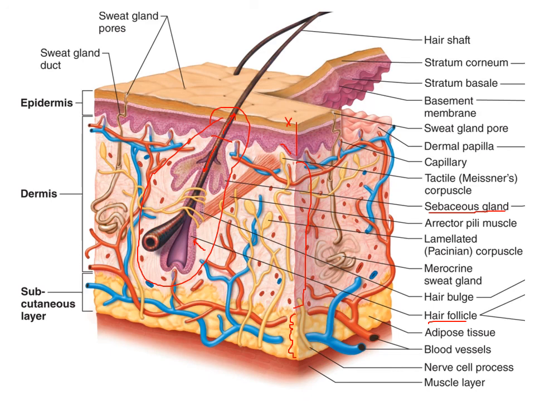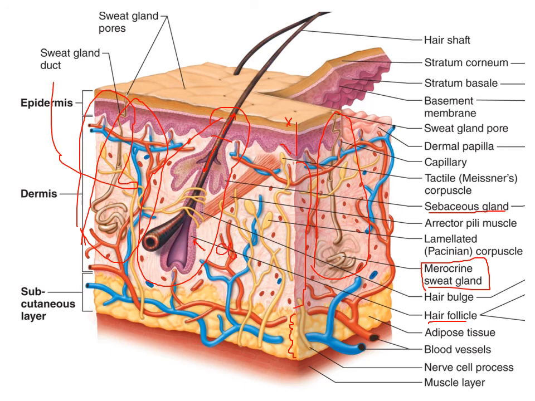We have sweat glands here and here. Both of these are merocrine or eccrine sweat glands. Sorry about the Meissner thing, it just happened to catch my eye. But merocrine or eccrine sweat glands. If I was looking for an apocrine sweat gland, it would be this little coiled up thing here, and then the duct would go and attach to the hair right where the sebaceous glands are.